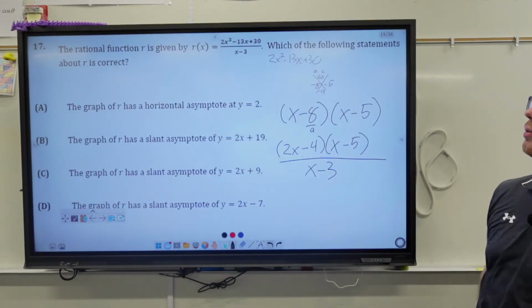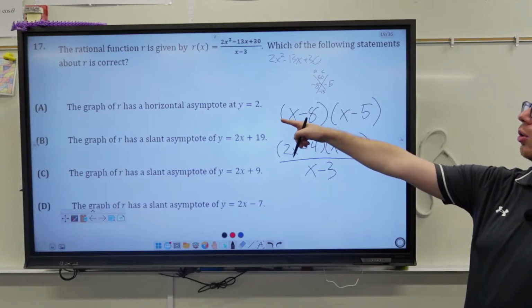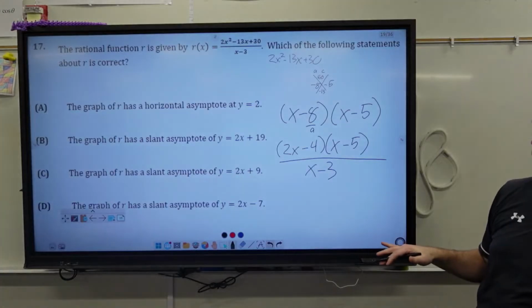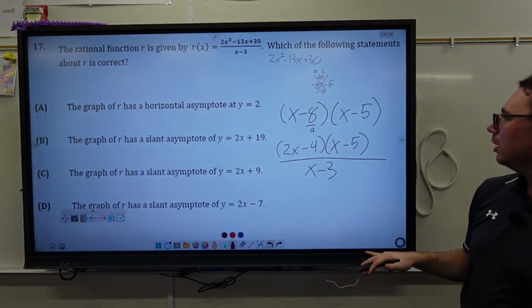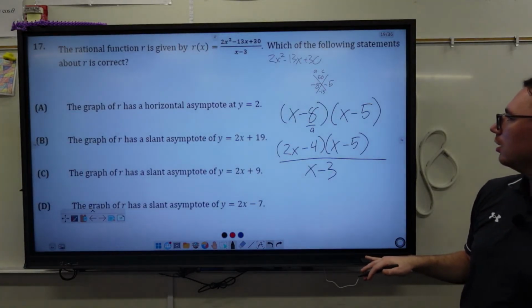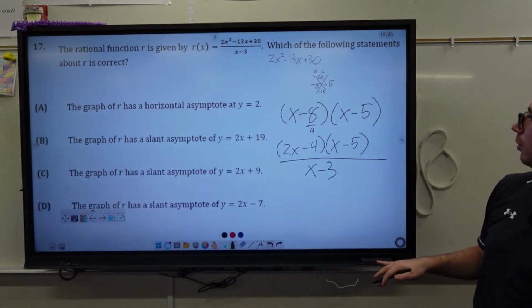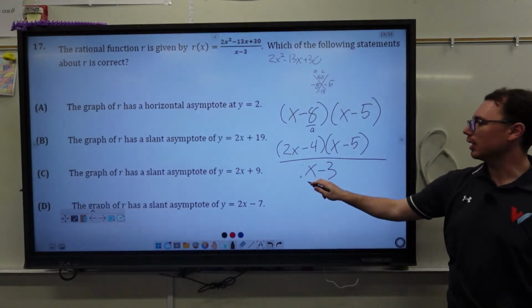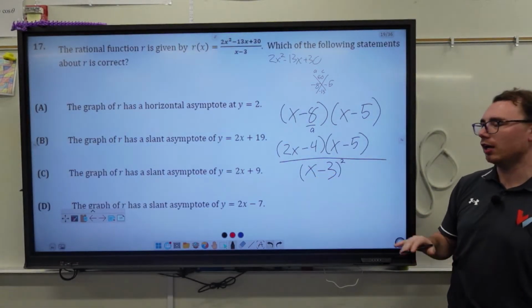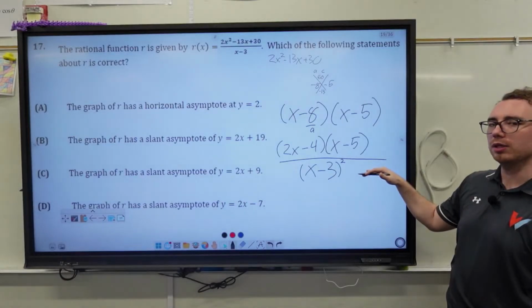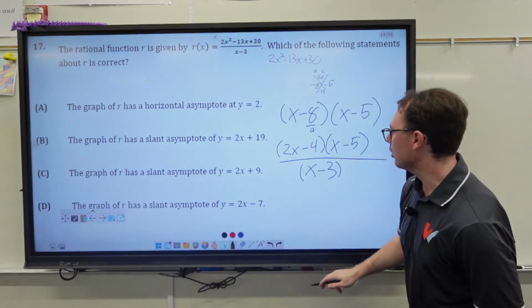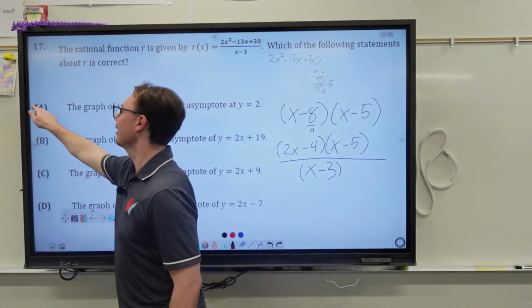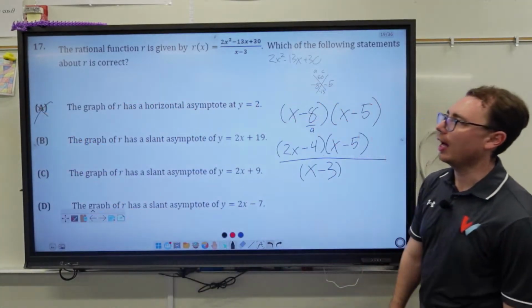For these values here, the graph of r has a horizontal asymptote at y equals 2. Well, does it have a horizontal asymptote at y equals 2? In this case, yeah, it would if this was like x minus 3 squared, so our n and our d value were the same. But since it isn't, we know that we're not taking these front coefficients here, so we know that a is not right. Let's try out b here.